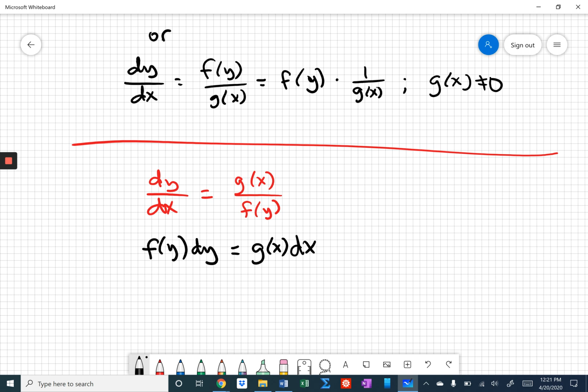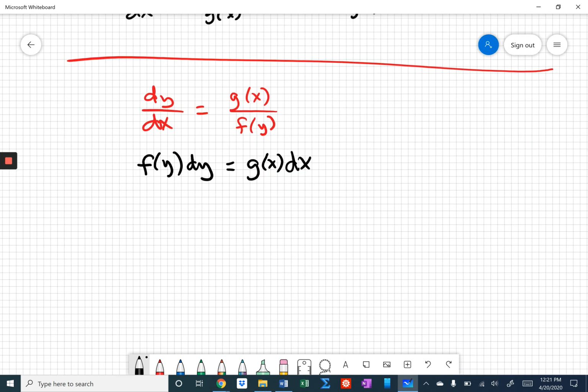That's our separation step. And then we're going to take antiderivatives of both sides. So we're going to take the antiderivative of f of y dy and the antiderivative of g of x dx. And then from there, we'll continue to solve the problem. We'll find those antiderivatives and then solve for y, and sometimes find a particular solution to the differential equation. So that's the process. Let's actually take a look at some examples of how this works.